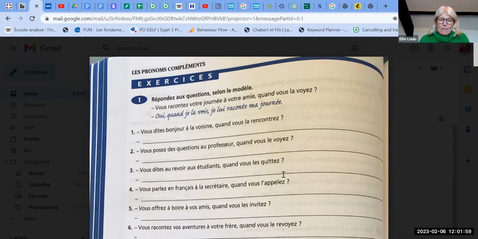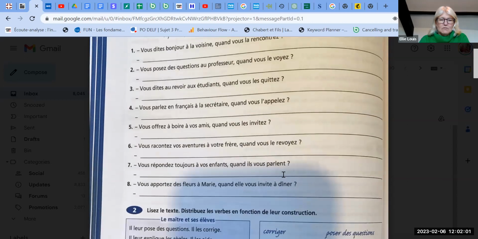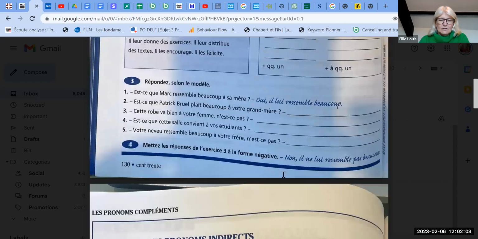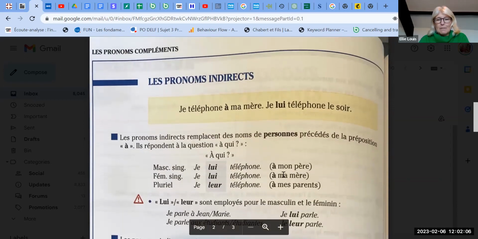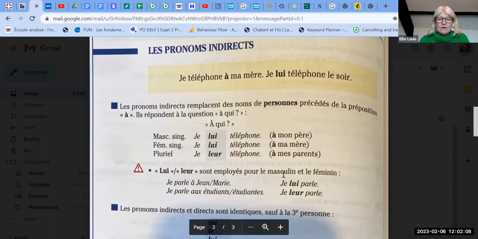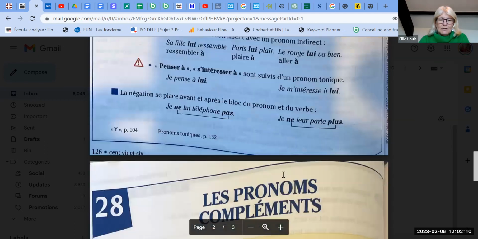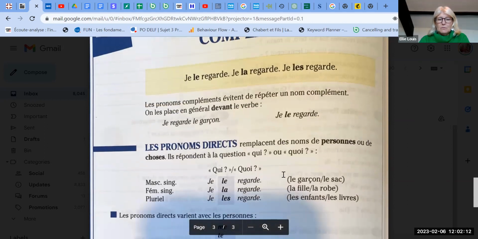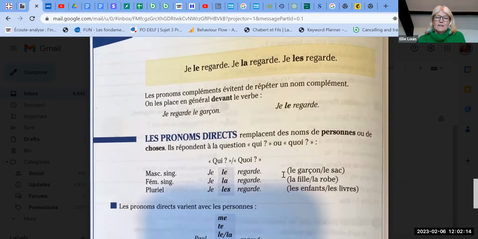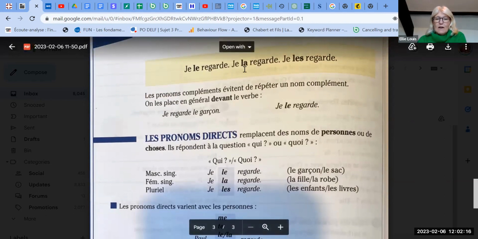Let's just have a recap on why that is. I'm just going to scroll down to some previous pages. This is from your grammar book. So first of all, let's go right back and have a look at when do we talk about a person as being le, la, or les. And the time we talk about a person, so that would be him, je le regarde.